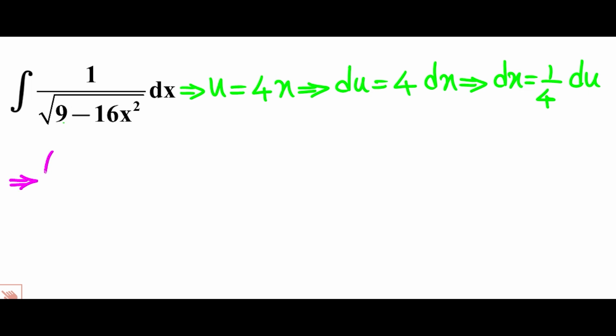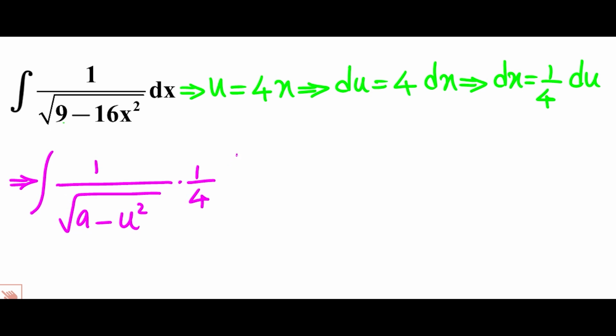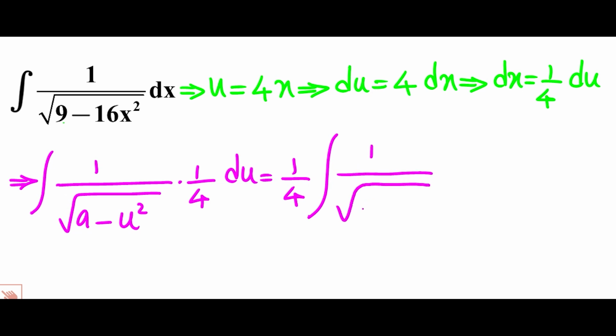We have the integral of 1 over the square root of 9 minus u squared, because u is 4x, and if we square both sides of the equation, we have u squared equals 16x squared, and dx equals 1 over 4 du. So we have 1 over 4 the integral of 1 over the square root of 9 minus u squared du, because 1 over 4 is a constant and we can pull it out of the integral, right?